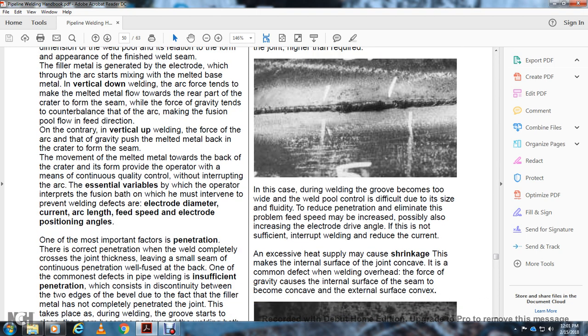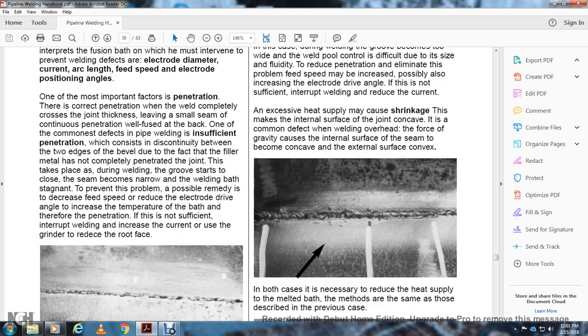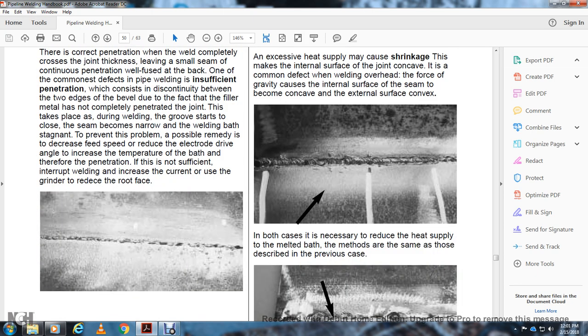Another defect is the shrink, which makes the internal surface of the joint cave in, a common defect with overheated welding. The forces of gravity cause the internal surface of the seam to become concave and the external surface convex. In both cases, it's necessary to reduce the heat supply to the melted bath, with the same methods as those described in the previous case.